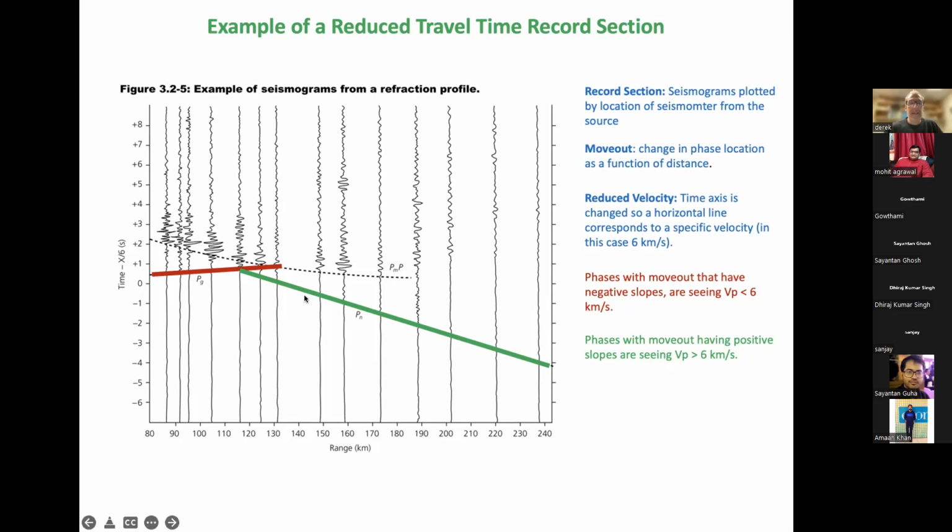We also have a PMP, which is a bounce of the wave off the Moho. So that's the reflected wave. So this reduced travel time plot provides an easy way to distinguish velocities and actually identify the PN wave, because a PN wave would not occur with a velocity less than 6 kilometers per second.